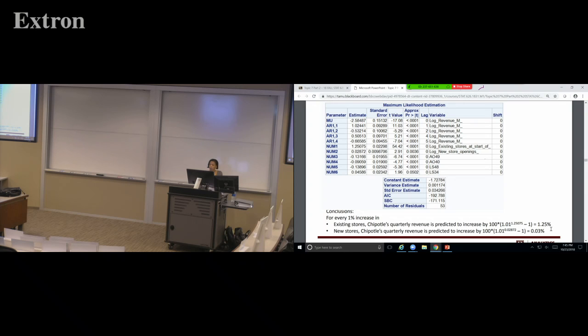And that comes out to be a 1.25% increase. For a 1% increase in existing stores, the revenue for Chipotle should go up by 1.25%. That's what this model is stating. And for a 1% increase in new stores, Chipotle's revenue should increase by just 0.03%. So new stores are not at this point making that much of an impact on the revenue.